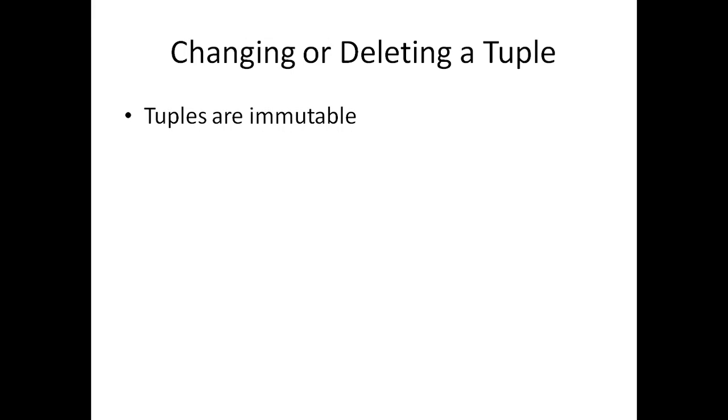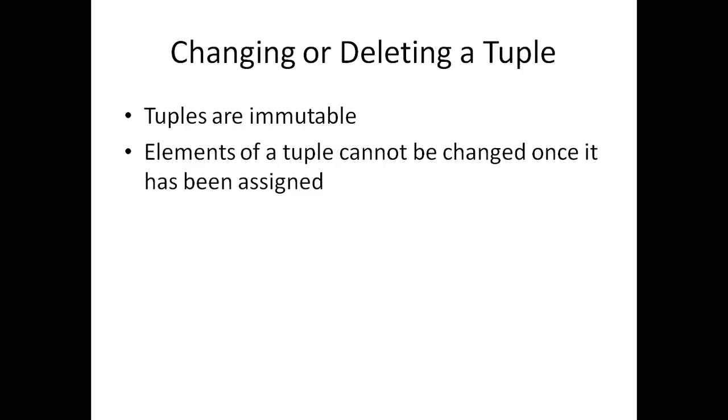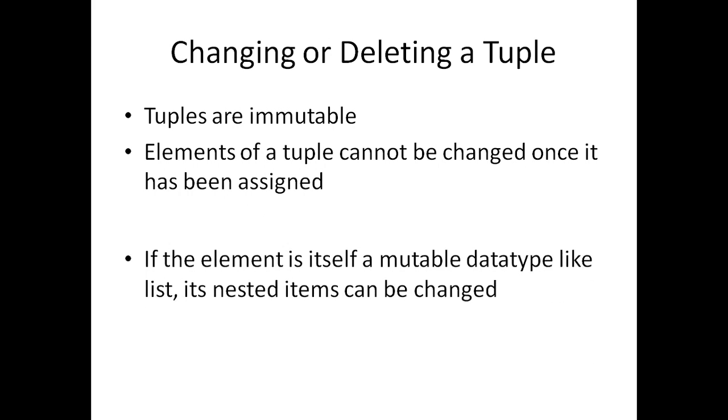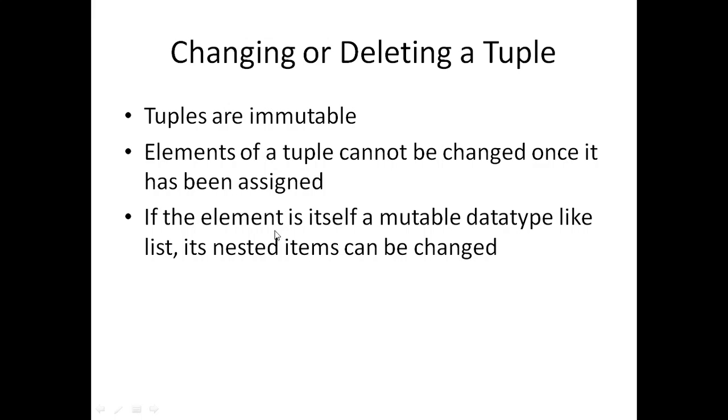So we have already mentioned that tuples are immutable. We cannot change the elements inside a tuple. So elements of a tuple cannot be changed once it is assigned. Once it has been assigned, we cannot change the values. But if the element is itself a mutable data type, like a list, its nested item can be changed.